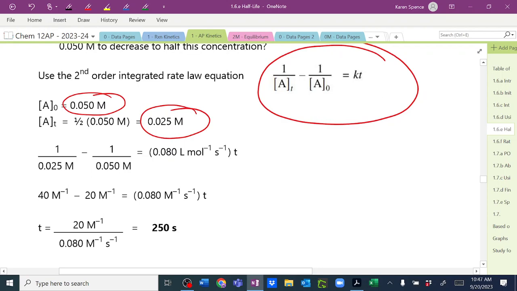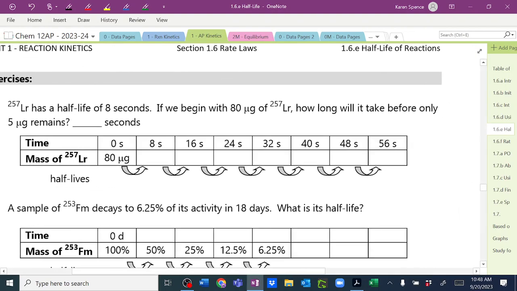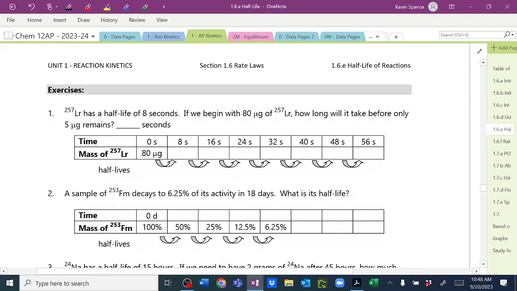Is that good? Okay. So there are some exercises here. Do you feel like you need any time to work on those? Would you like some? Nah? Okay, moving right along then.